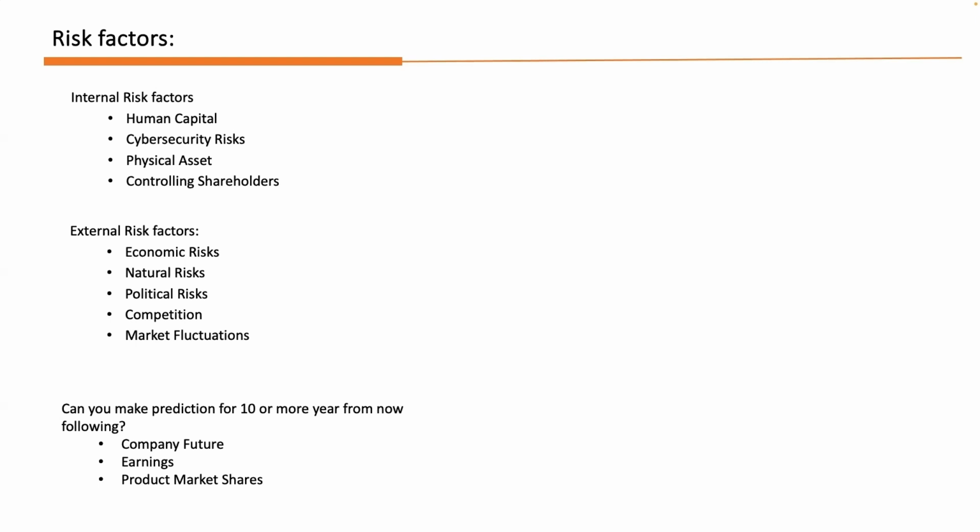Physical assets, controlling shareholders. External risks would be economic crisis, natural risk, political risk, as we can see, a few businesses are struggling to generate revenue because of US-Russia relations as well as US-China relations. So that kind of risk is also involved. Competition and market fluctuation. Based on all these factors, you should now be able to make a prediction for 10 or more years from now.